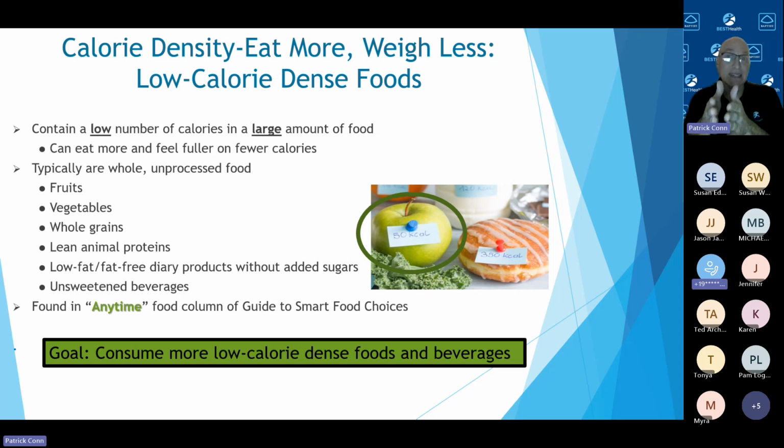Before we look at some examples of low calorie and high calorie dense foods, we've got two slides. Any questions or comments?